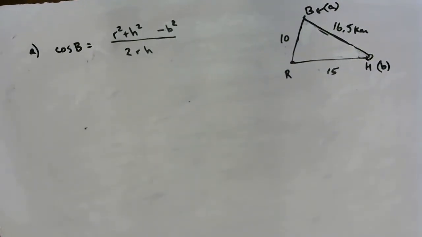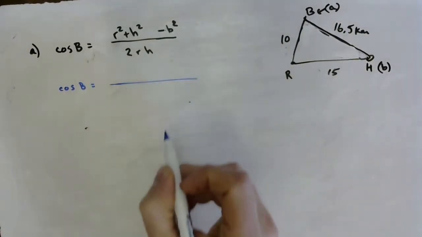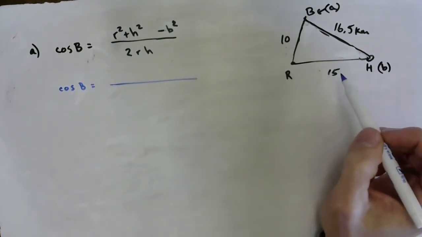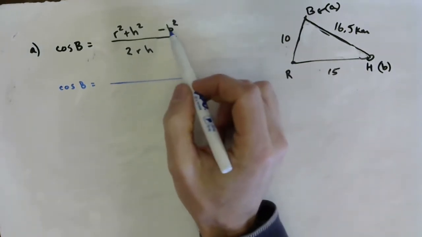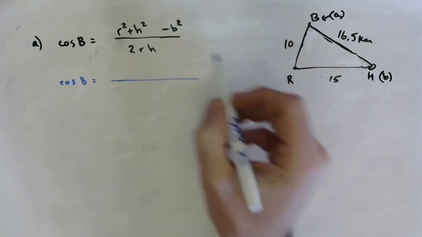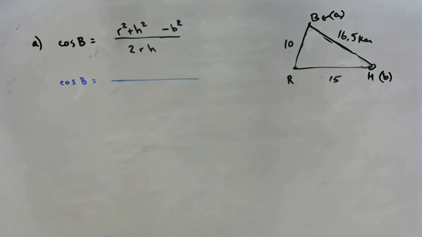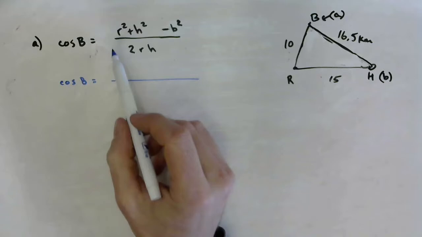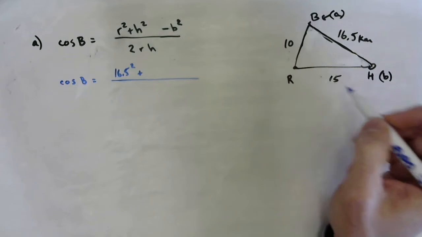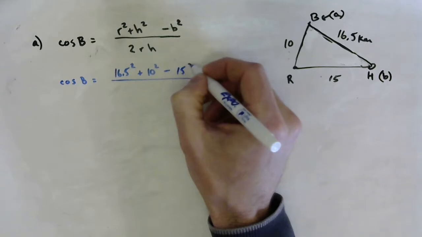And from here, I can start filling in my information that I know. So the cosine of angle B, and again, it doesn't matter what order I put them in, as long as I make sure that B is the one that's getting subtracted. So that's going to be 15. I just have to make sure that 15 goes here and the other two go here. And again, I don't care what order I put them in because addition is commutative, but for the sake of the example, I'll try to put them in the right spot. So in the numerator, I've got 16.5 squared plus 10 squared, and then minus 15 squared.